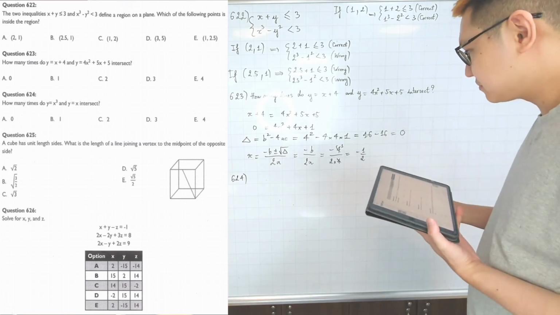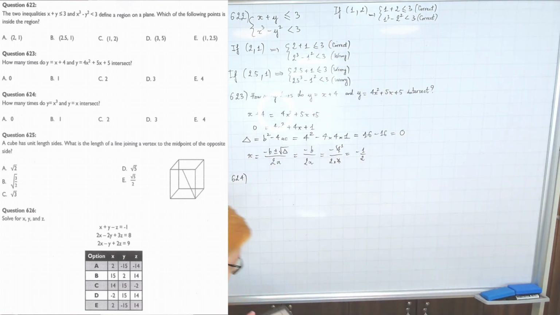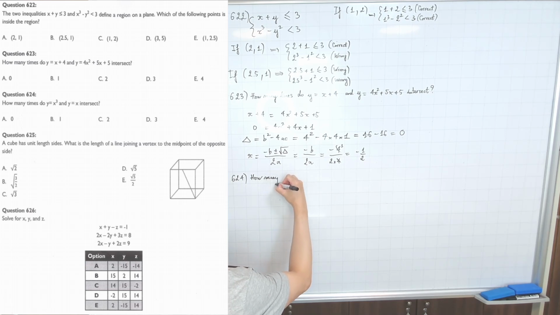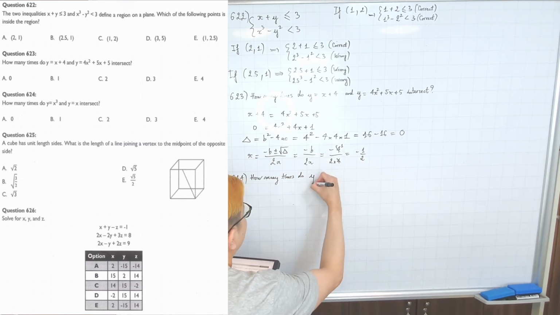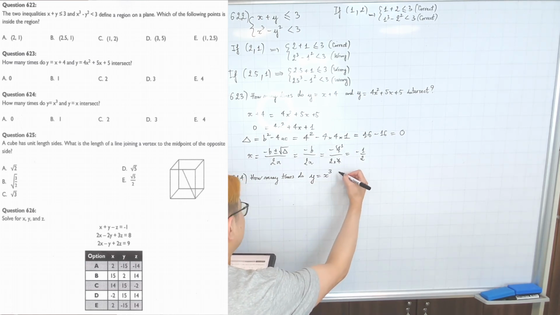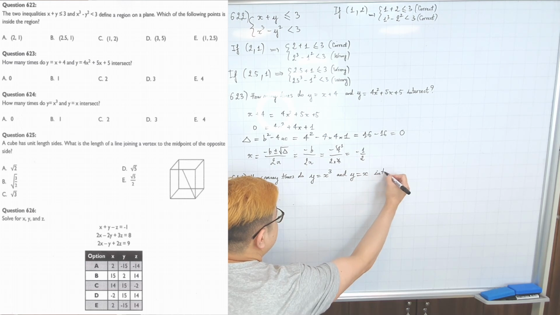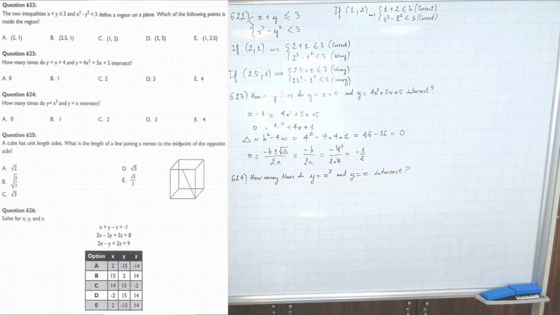Okay, so question 624. How many times do y equal to x cubed and y equal to x intersect? Okay, the same thing, exactly the same. So if they intersect, their y value should be the same, so we have to solve this equation.